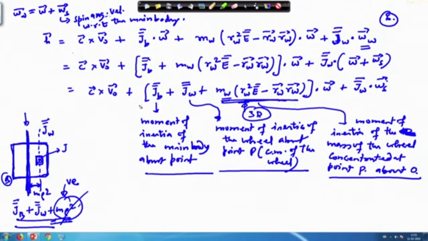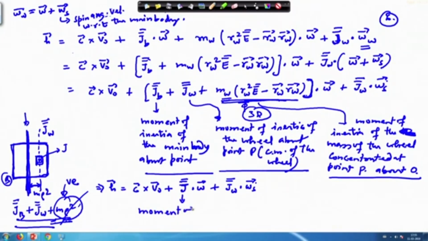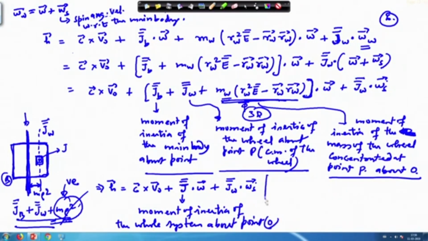Therefore, the quantity in the bracket is the moment of inertia of the whole body about point O. So, this implies H can be written as C cross V 0 plus J double bar dot omega, where this is the moment of inertia of the whole system about point O. Whole system means main body plus wheel.